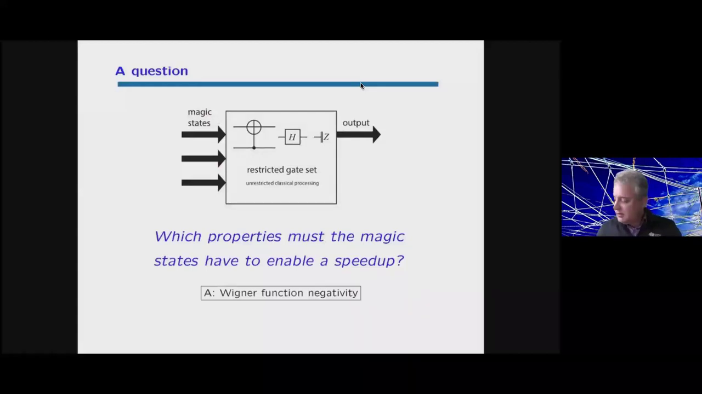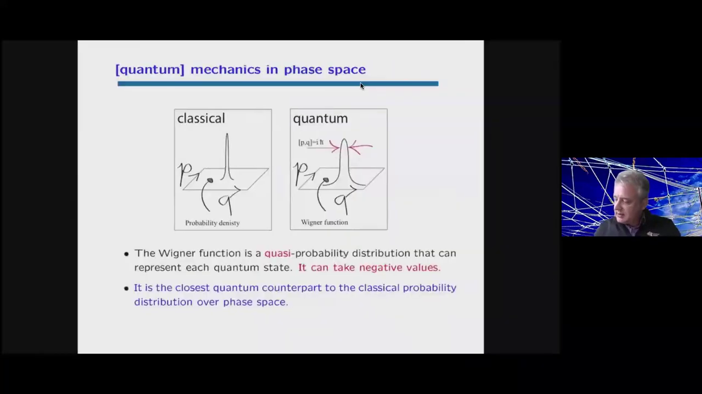Okay, so the next thing I want to do is, if you don't know it yet, tell you a little bit about what a Wigner function is, and then explain this result to you, why you need negativity in the Wigner function to have a speedup.